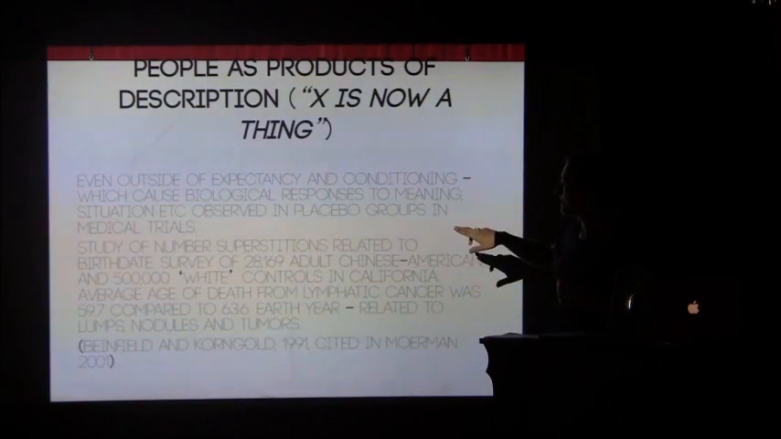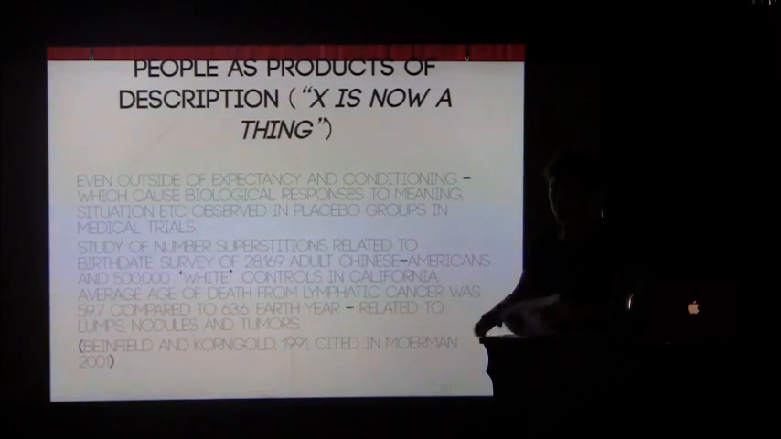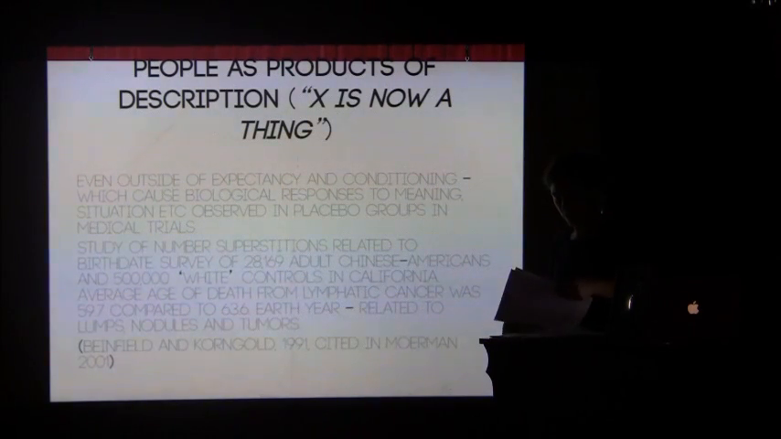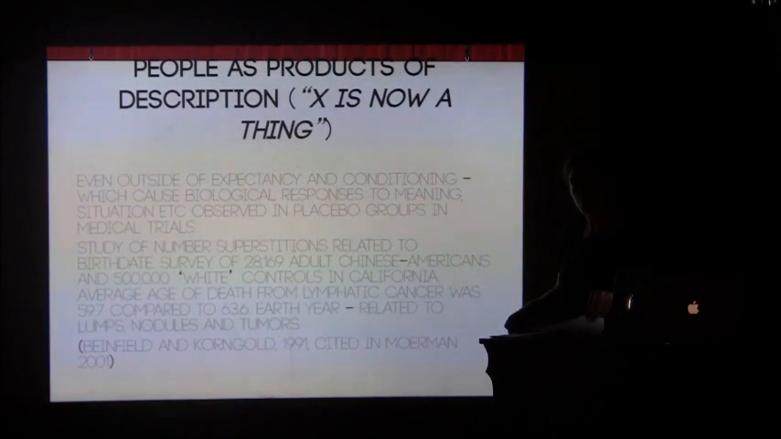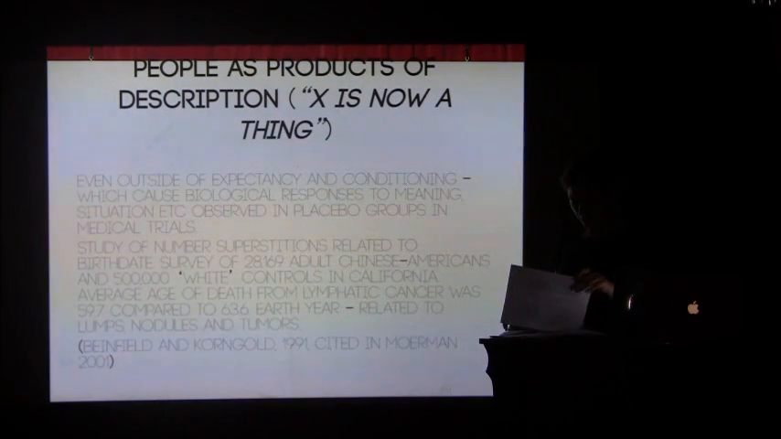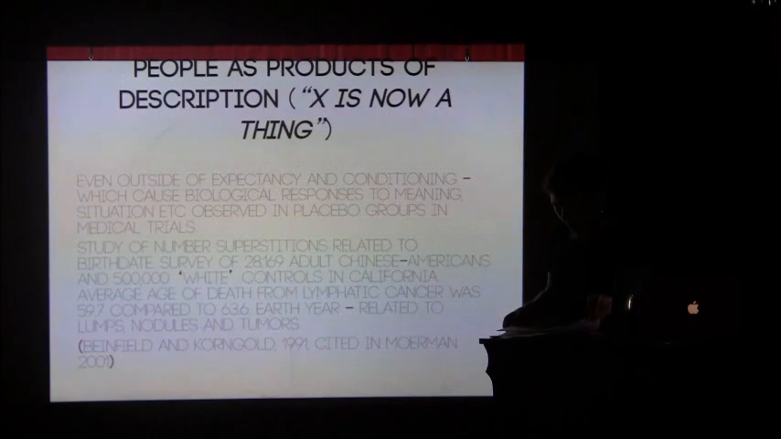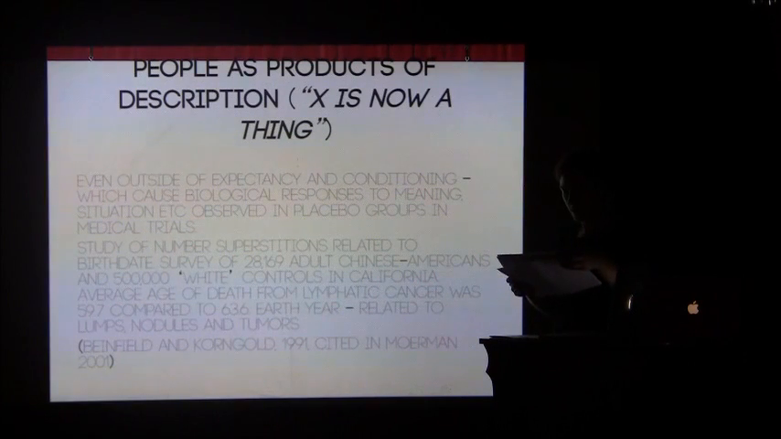And there's a really nice example here. So Moerman talks about a study of superstitions in the Chinese community in California, and the way in which they relate to people's average age at death, which is pretty gruesome. But he says, in a survey of 28,000 adult Chinese Americans and 500,000 white controls in California, the average age of death from lymphatic cancer was 59.7 compared to 63.6.